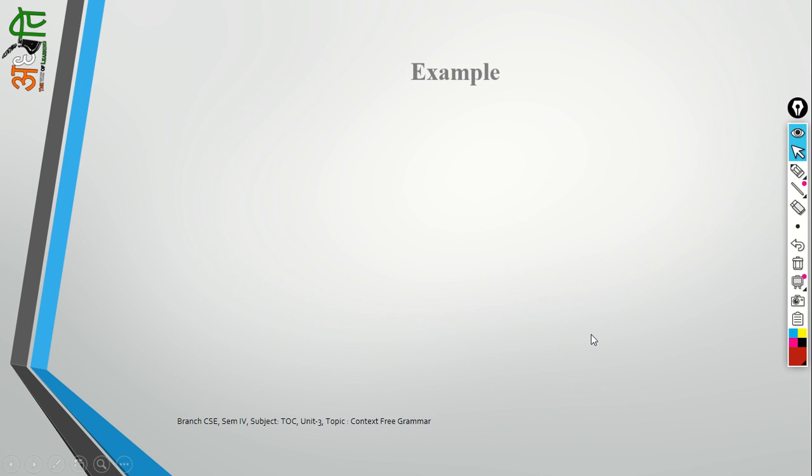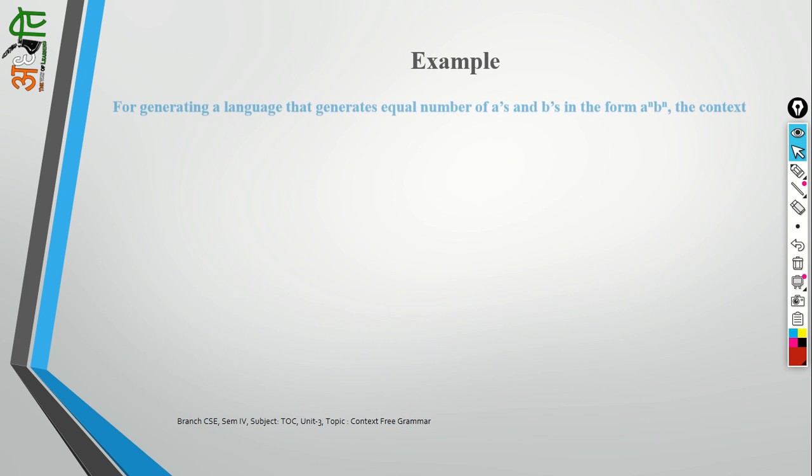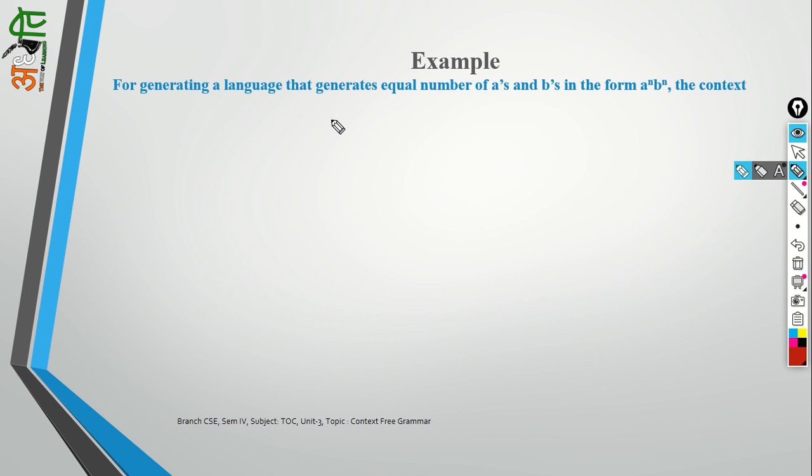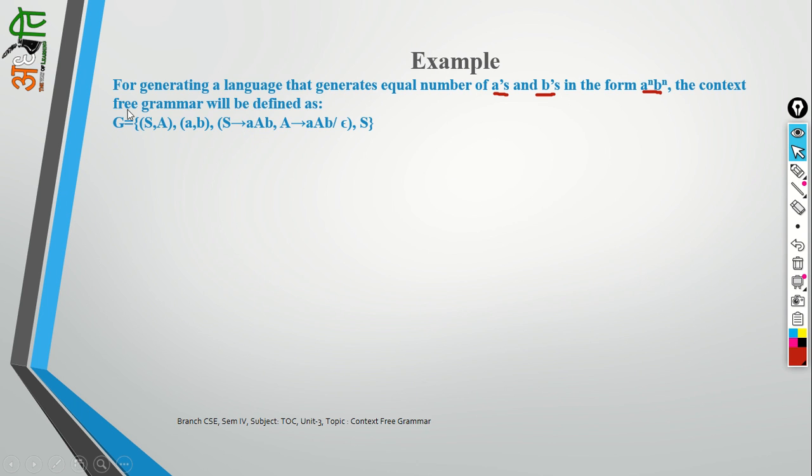Now let us look at an example to better understand context-free grammar. We want to generate the language that has an equal number of a's and b's, in the form a to the power n, b to the power n, where the powers are equal. For generating such a language, the context-free grammar is like this: G is a grammar containing four components. S and A are the variables, a and b are the terminals, then there is the production set, and S is the start symbol. We will derive the productions in the next video, how they are derived and how they look.